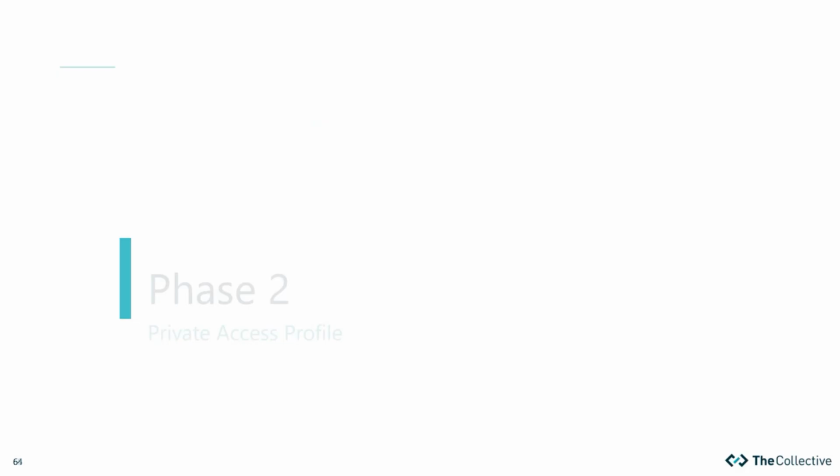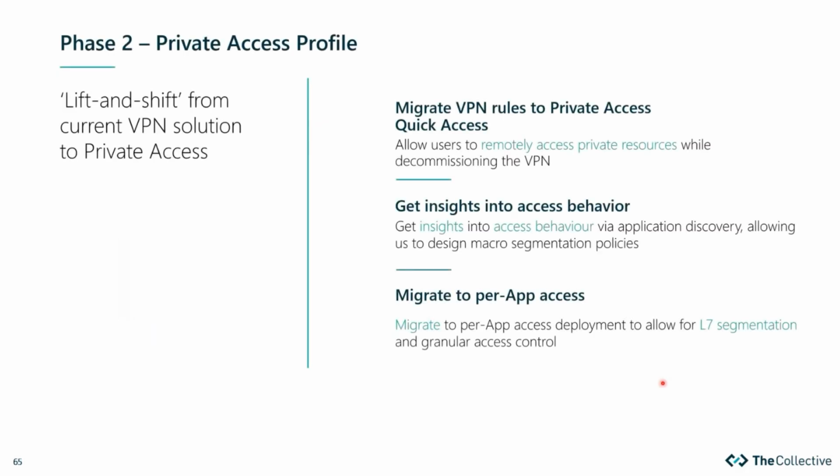In a second phase, we can do private access profiles, where we help you migrate your current VPN solution to private access quick access, just making sure that the users stop using the VPN and start using private access. And then with the application discovery insights I showed you earlier, we can move you to a layer 7 microsegmented per app basis access scenario. So really making sure that only a specific set of users are able to go to specific applications.